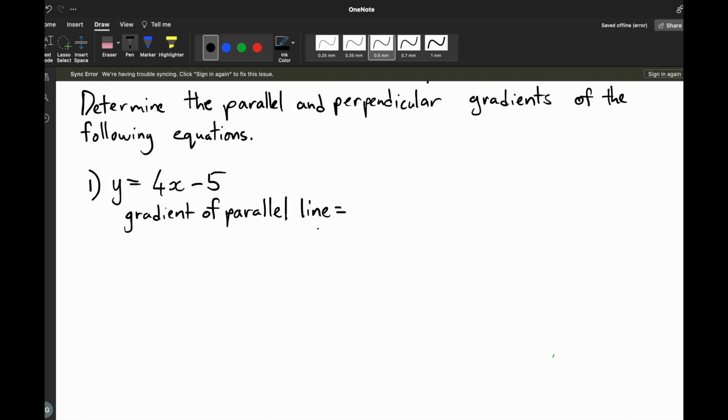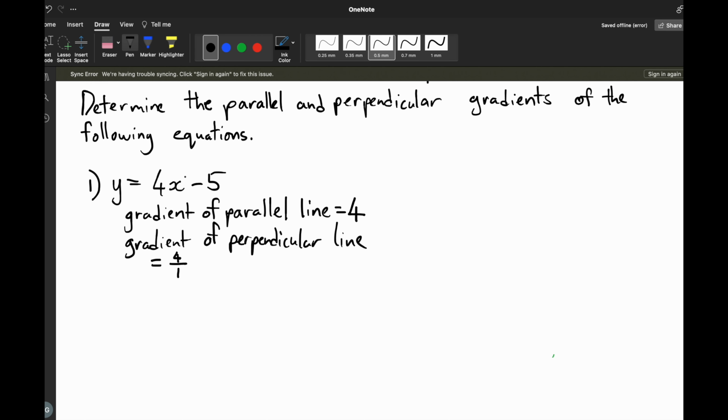Because once lines are parallel, their gradients are the same. So therefore my answer to this would be 4. Now I need to know the gradient of a perpendicular line. So remember with this one now, you've got two ways of looking at it. So I have to look at this previous gradient here. The gradient of this equation itself is 4, which is the same thing as saying 4 over 1.